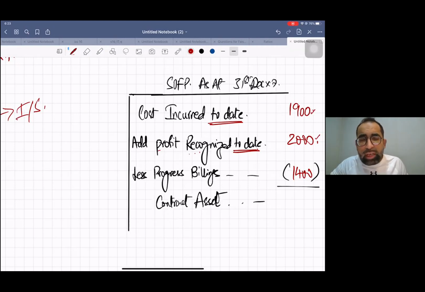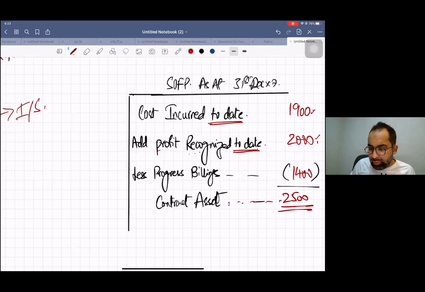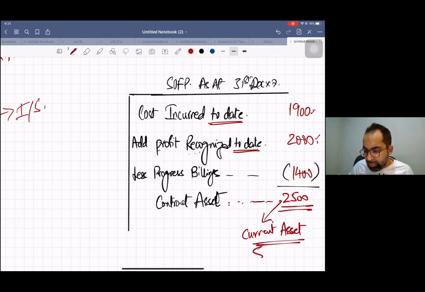So how much receivable or contract asset is left? As this is a positive, this is a contract asset, and this will be posted as a current asset in SOFP.